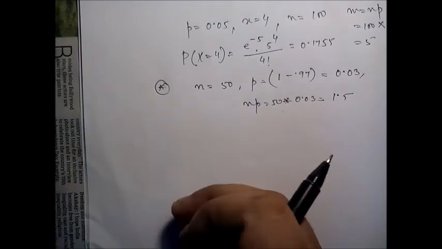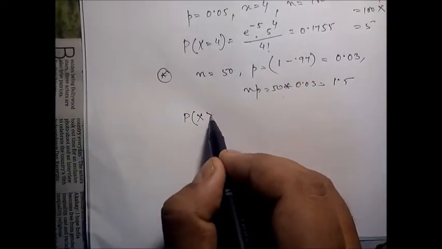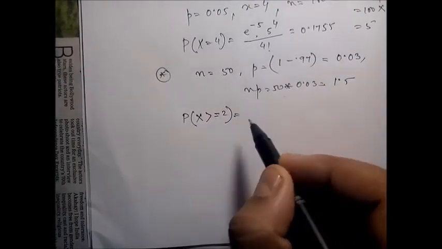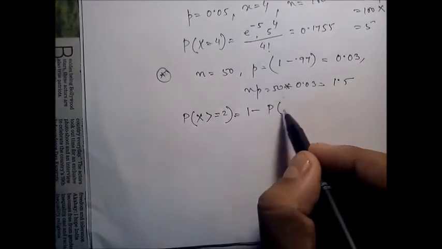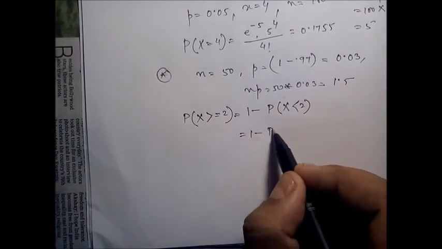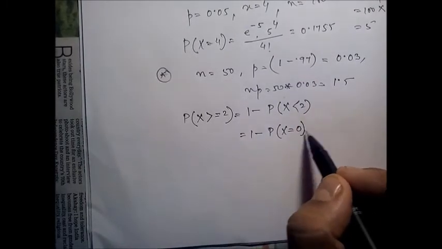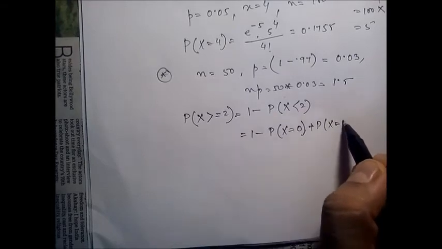So the probability of 2 or more defective means x is greater than or equal to 2. That means 1 minus the probability of x less than 2. So 1 minus the probability of x equal to 0 plus x is equal to 1.